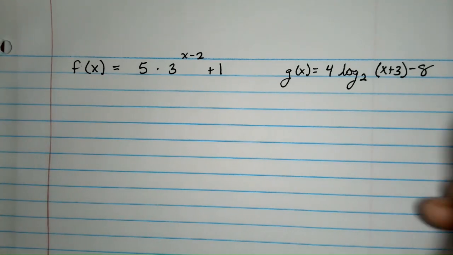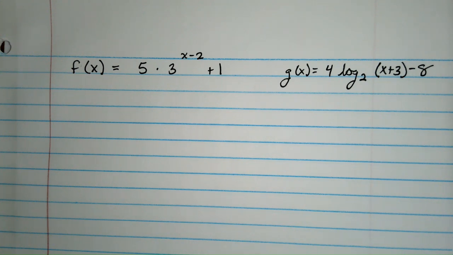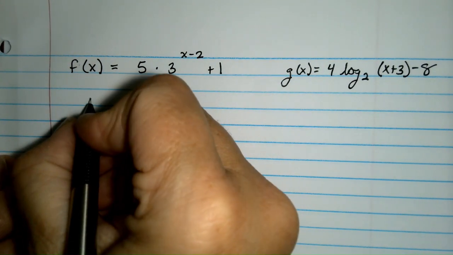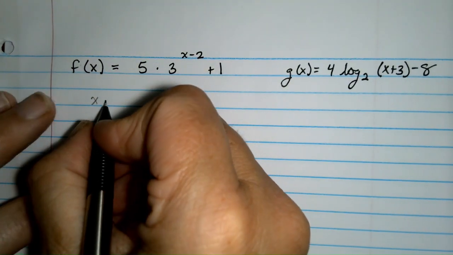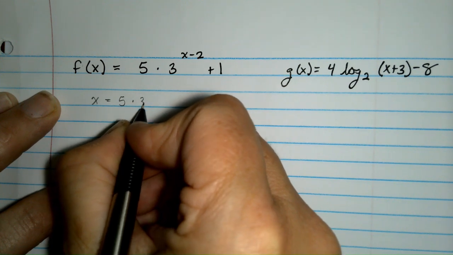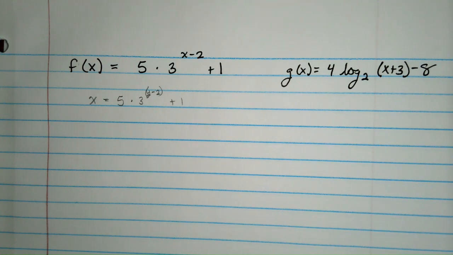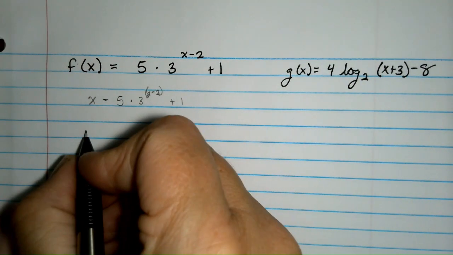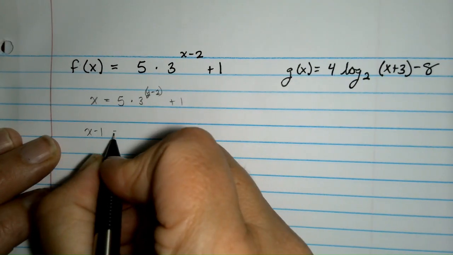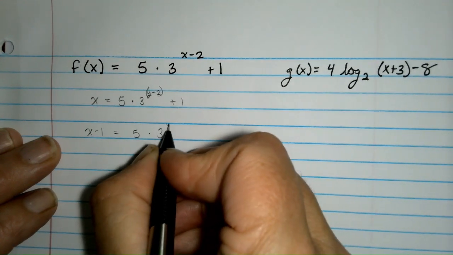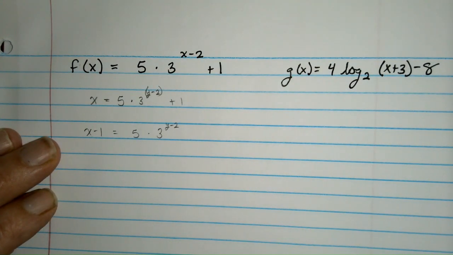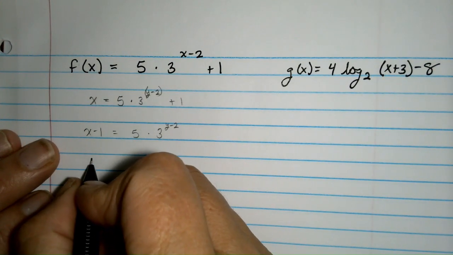So if you want, pause the video and then try them on your own and then see how you did. Otherwise, I'm going to go through f first and then g. So switch my x and my y. Okay, reverse that order of operations, so I've got to get rid of that plus 1 first. Then I've got to get rid of multiplying, so I'll divide by 5.